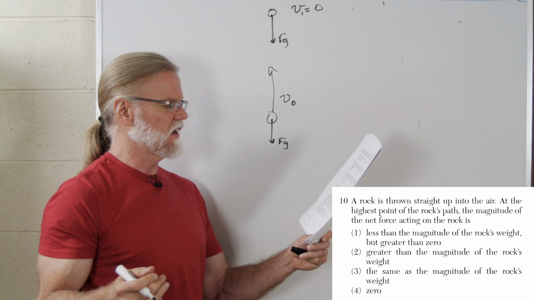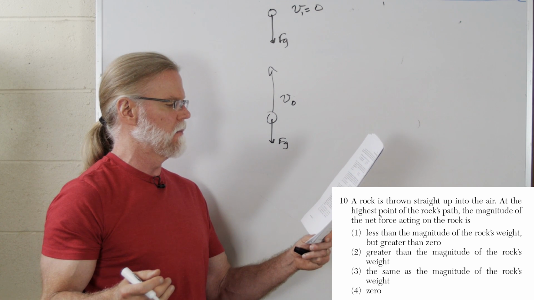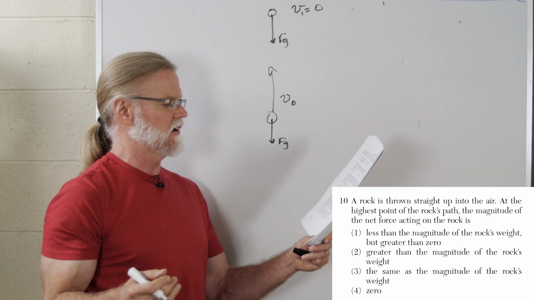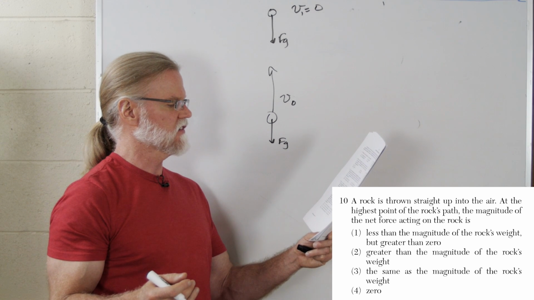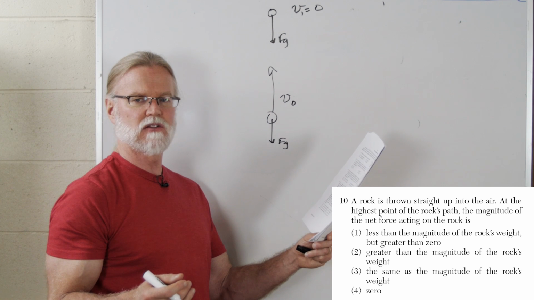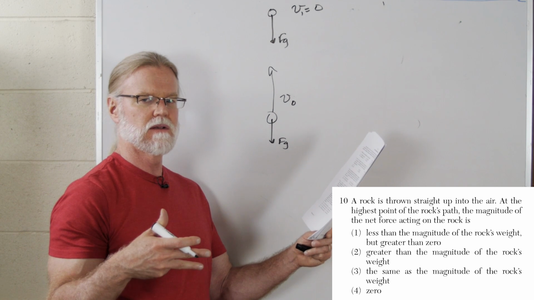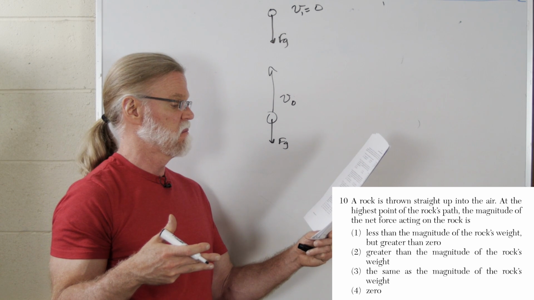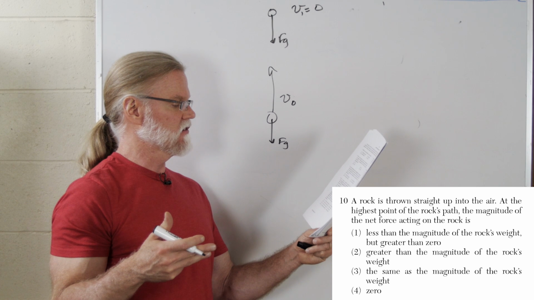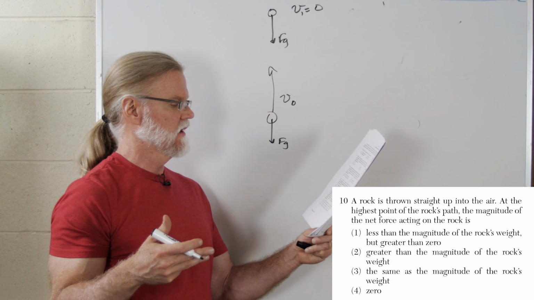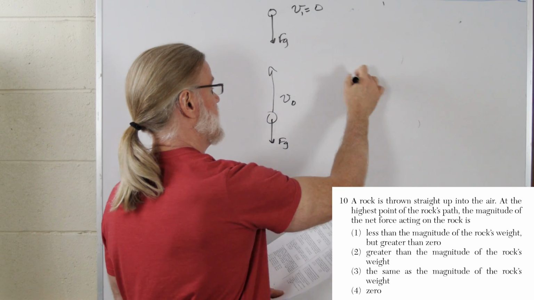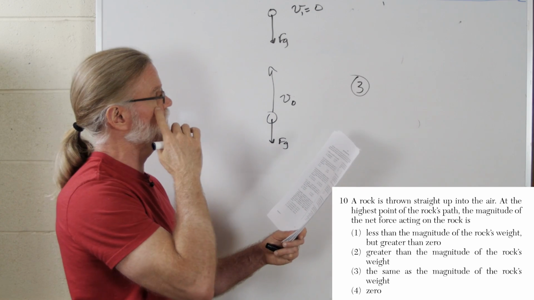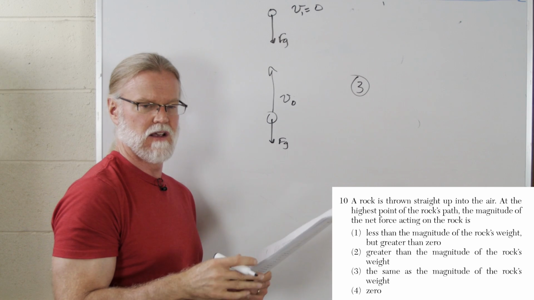The magnitude of the net force acting on the rock is less than the magnitude of the rock's weight. Well, the net force is equal to the rock's weight. That's the weight is the net force. Greater than the magnitude of the rock's weight, the same as the magnitude of the rock's weight, 0. The answer is 3. Okay? The net force, which is the sum of all the forces, is the object's weight.